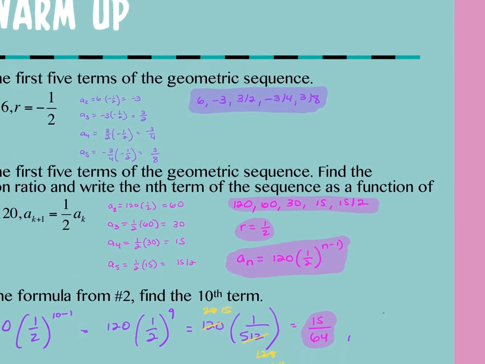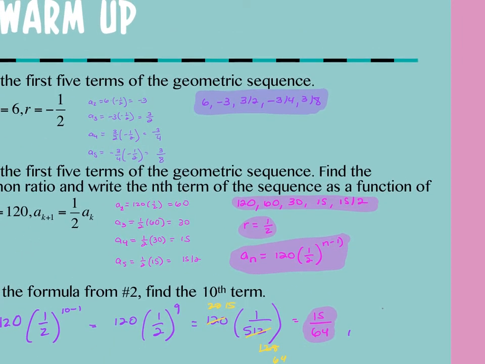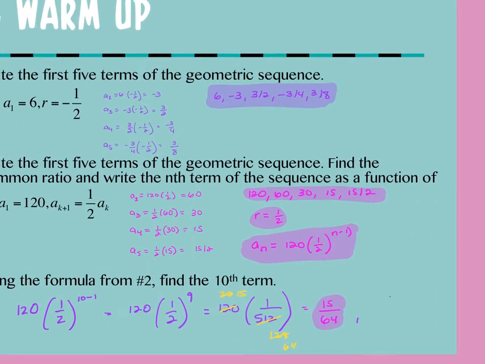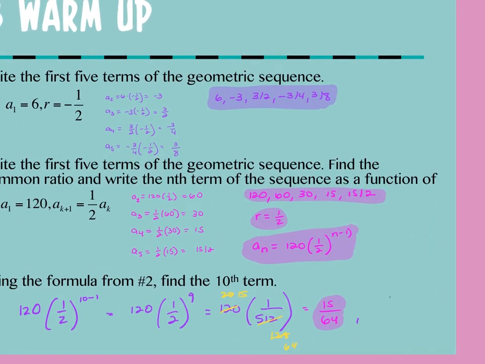Number 2 says find the first 5 terms, then find the common ratio, then write the nth term of the sequence defined as a function of n. So the first thing you do is, this is recursive, you multiply by a half each time, so 120 times a half is 60, 60 times a half is 30, 30 times a half is 15, 15 times a half is 15 over 2, and you'll keep it like that, an improper fraction. Just make sure it's simplified. Once you figure that out, you should see that the r is a half. So that's the second answer.